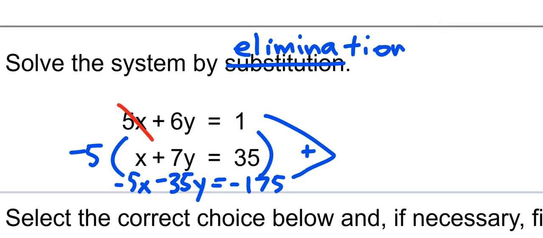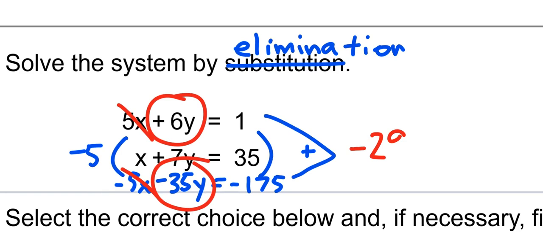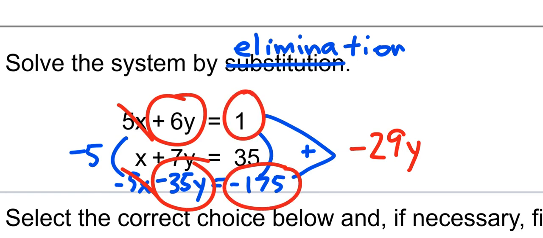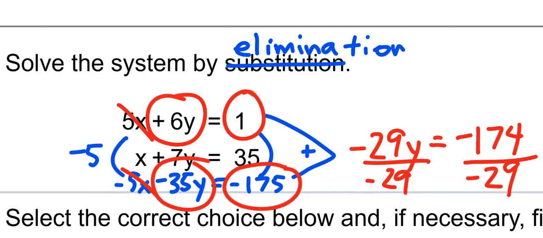Of course, my 5x's would be gone. What is 6y plus negative 35y? Negative 29y. Wait, what? Okay. And then 1 plus negative 175. What's 1 plus negative 175? Negative 174. So, what is the value of y?